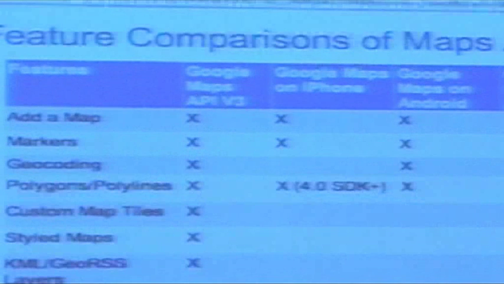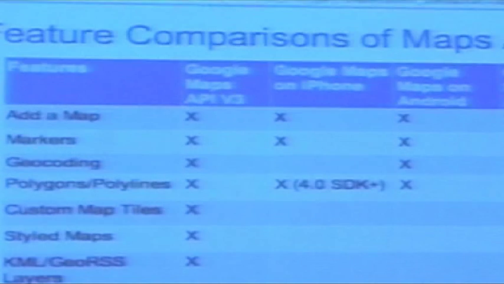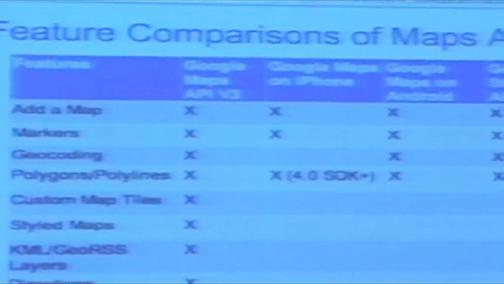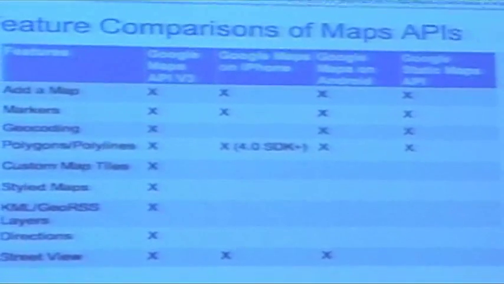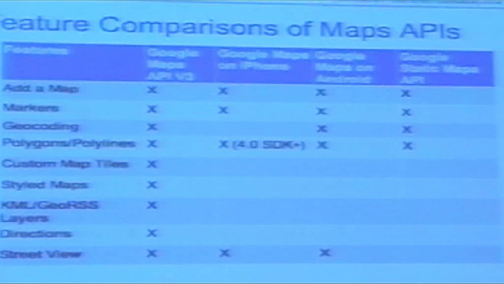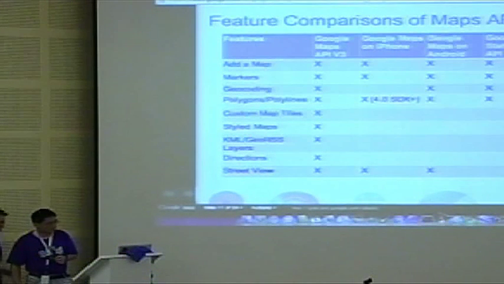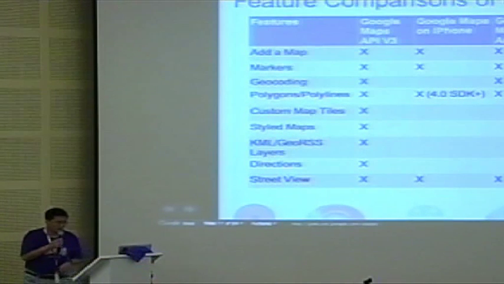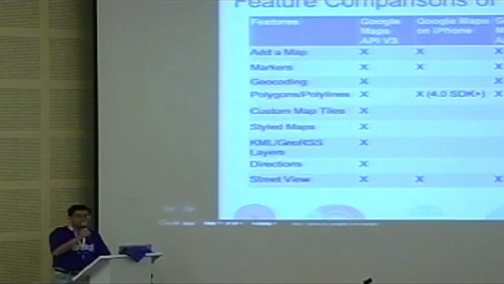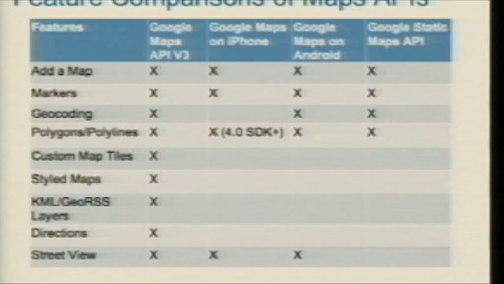So here is a diagram, a matrix of comparison of various features. You can see that you can do the basic things with all these approaches. You can create a map, add a marker, do geocoding. But if you want to do what we call, for example, styled map, or directions, or street view, then you won't be able to take advantage of all these features in the JavaScript V3 API.